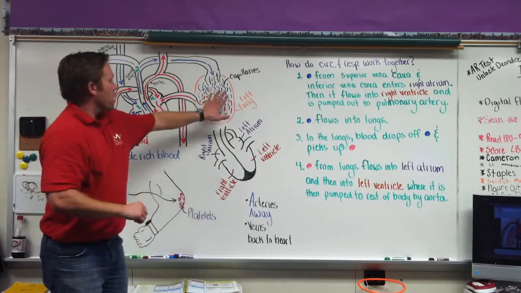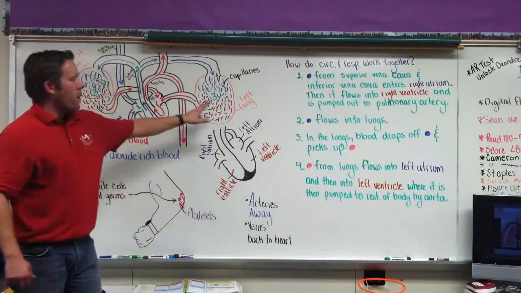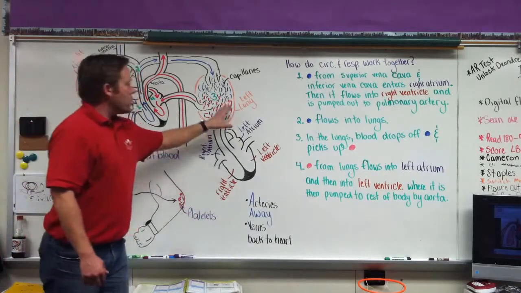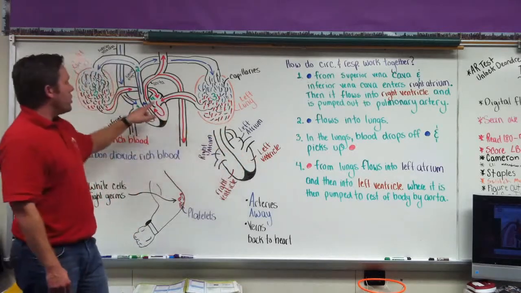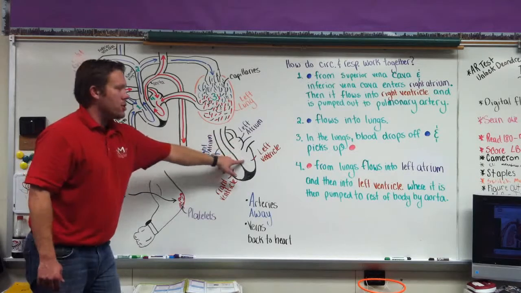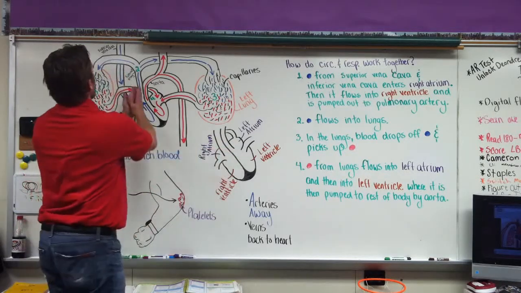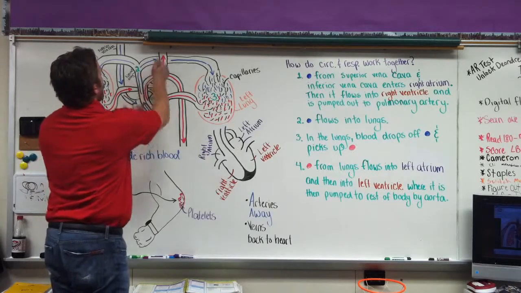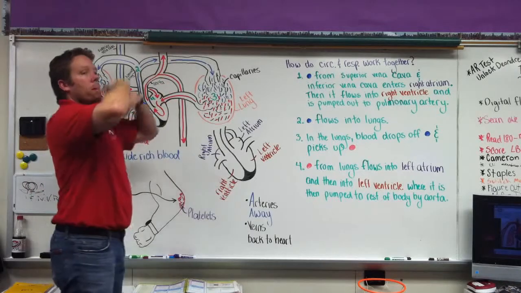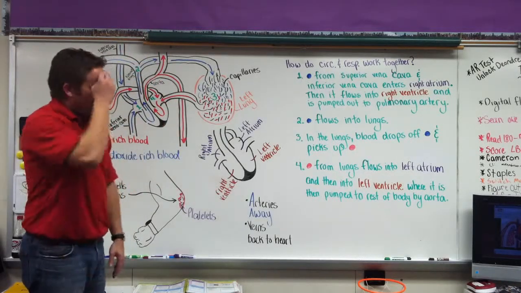Okay, so continuing on here. Now in step number 4, oxygen-rich blood, because we breathed in, flows into the left atrium and then into the left ventricle, where it is pumped out to the rest of the body by the aorta. Okay, and then the aorta takes it to the upper part of the body, and the aorta takes it to the lower part of the body.